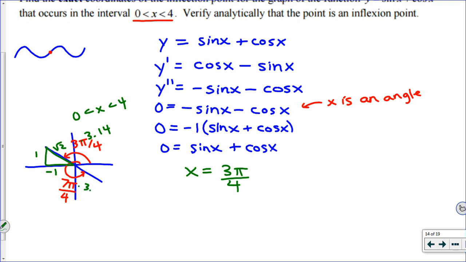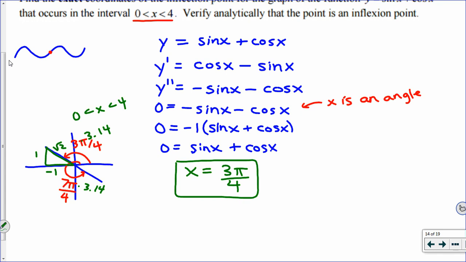So 7 times 3.14, that's about 21 divided by 4. That's more than 5. So that's not even a viable answer. So this is it. This is the only x value between 0 and 4 where the sine and the cosine would have opposite values and then therefore add up to 0.